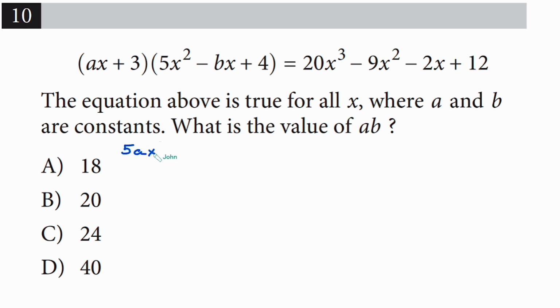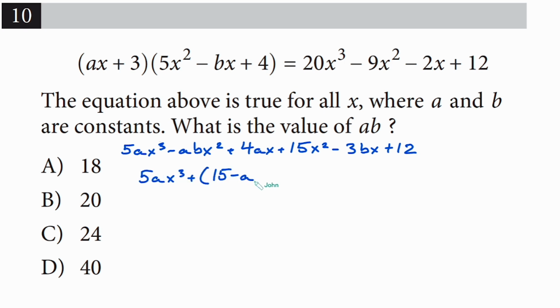We get 5ax cubed minus abx squared plus 4ax plus 15x squared minus 3bx plus 12. And this is the part that loses people. We need to factor an x squared out of each term that contains one, and then do the same for the x terms. We then get 5ax cubed plus (15 minus ab)x squared plus (4a minus 3b)x plus 12 on the left.